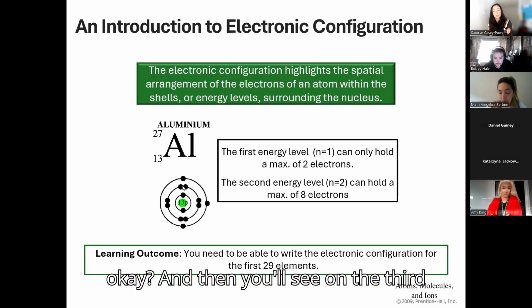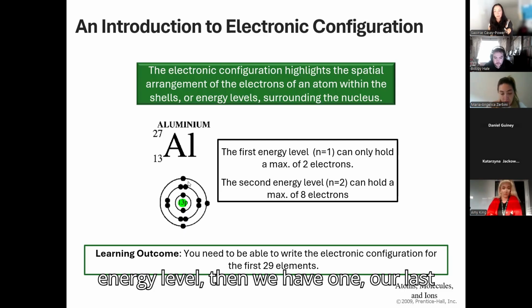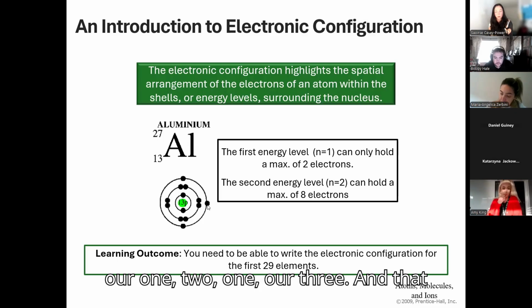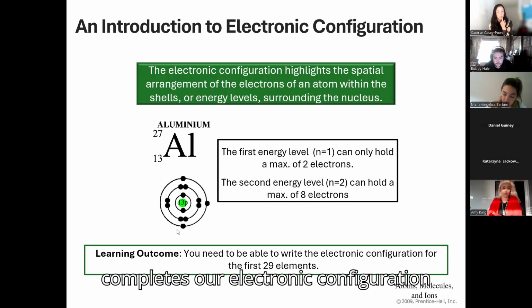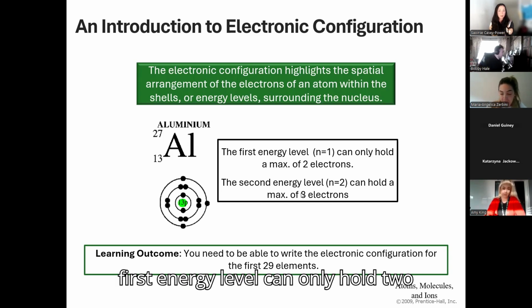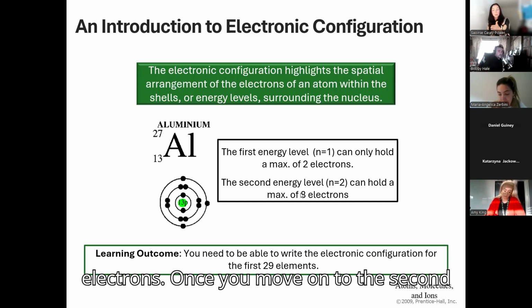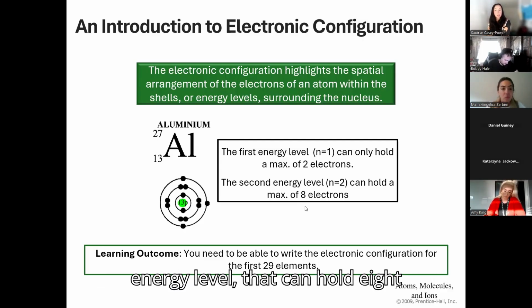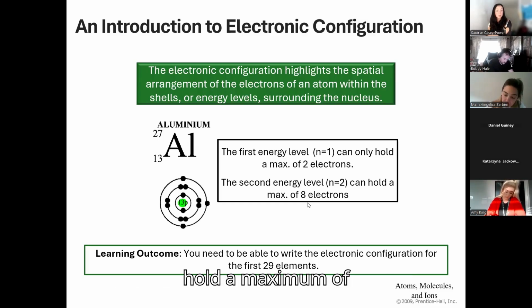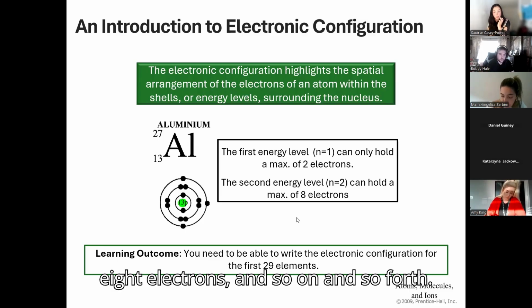And then you'll see on the third energy level we have our last 3 electrons to take into account, our 1, 2, and our 3. That completes our electronic configuration for aluminium. What you need to take from this, and this is quite important, is that the first energy level can only hold 2 electrons. Once you move on to the second energy level, that can hold 8 electrons. The third energy level can hold a maximum of 8 electrons, and so on and so forth.